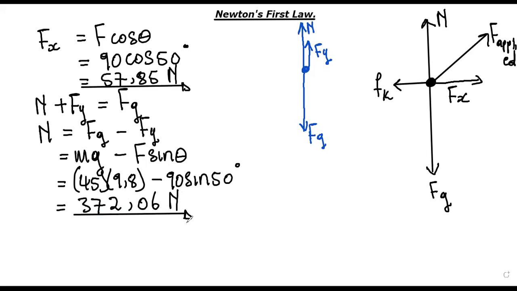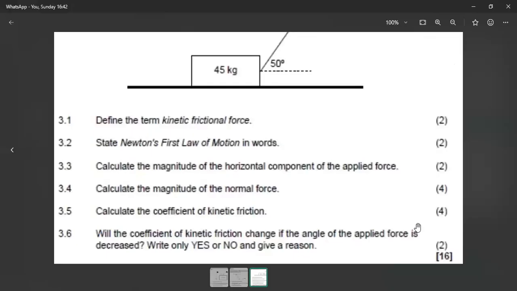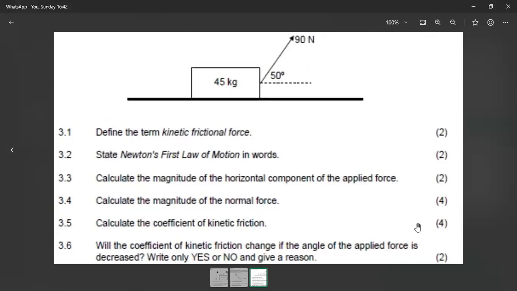Right. Then let's look at the next question. So 3.5 says, calculate the coefficient of kinetic friction. But now, in order for us to calculate the coefficient of kinetic friction, firstly, we need to know the magnitude of the frictional force. Sorry about that. Because we already know the magnitude of the normal force. So that's what we need to do.